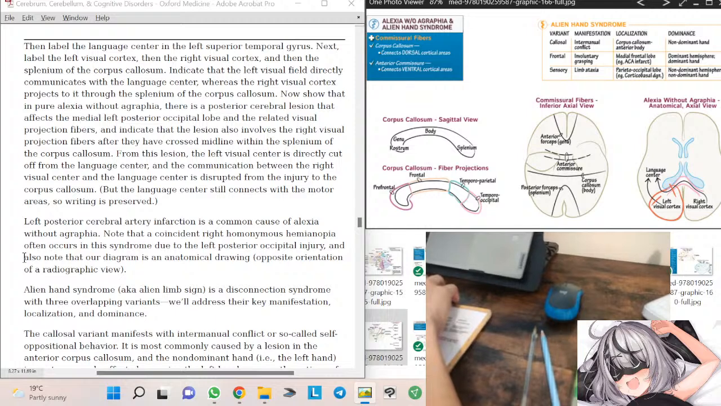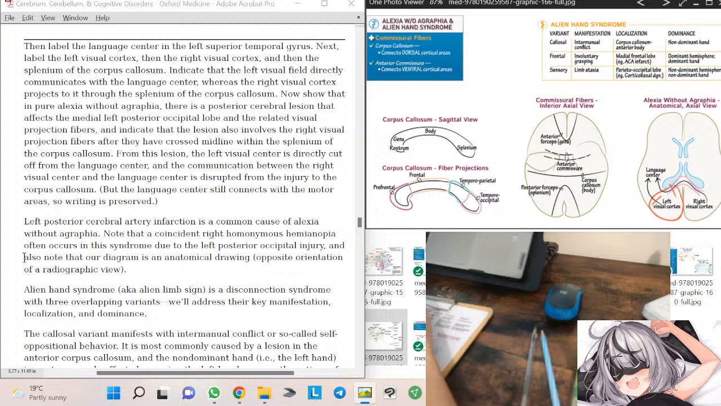Now show that in pure alexia without agraphia, there is a posterior cerebral lesion that affects the medial left posterior occipital lobe and the related visual projection fibers, and indicate that the lesion also involves the right visual projection fibers after they have crossed midline and within the splenium of the corpus callosum.